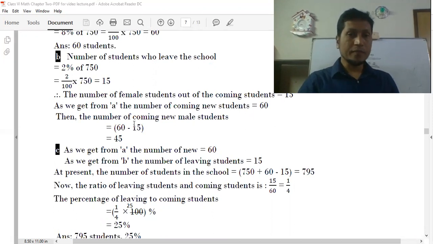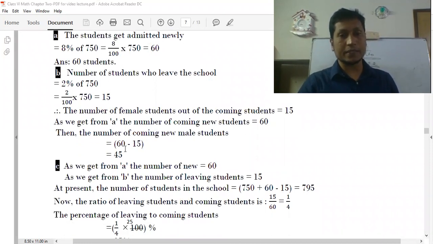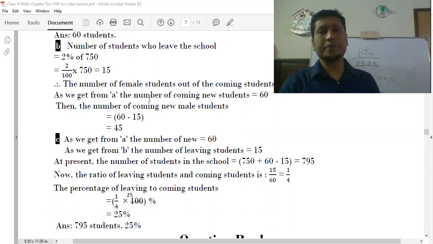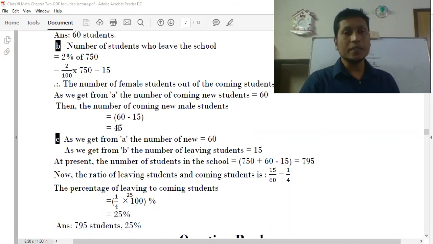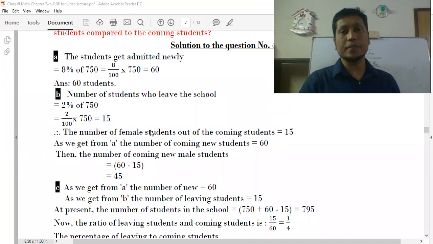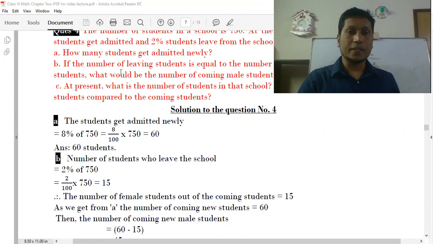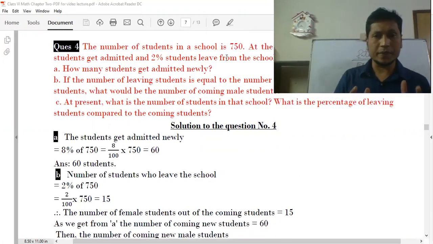Now from part A, we have got the number of new students admitted, 60, and female students were 15. So total newly admitted students were 60 and female students were 15. If we subtract 15 from 60, we will get 45. So the number of male students will be 45. So part B is completed. Again, I am repeating part B for your better understanding. You can see the question says the total students were 750.